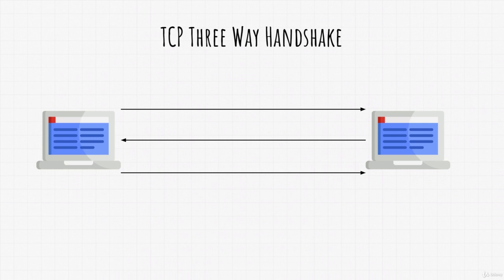The first one is SYN. In this step, the client wants to establish a connection with the server, so it sends a segment with SYN, which stands for Synchronize Sequence Number, which informs the server that the client wants to start communication and with what sequence number it starts the segments.